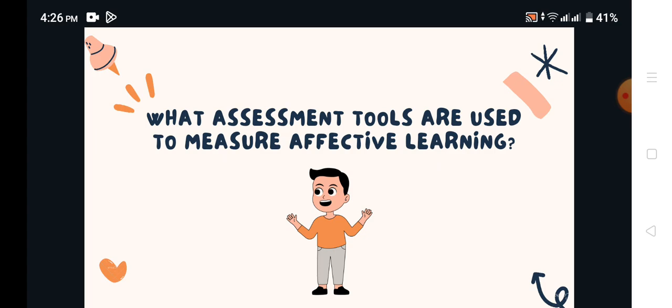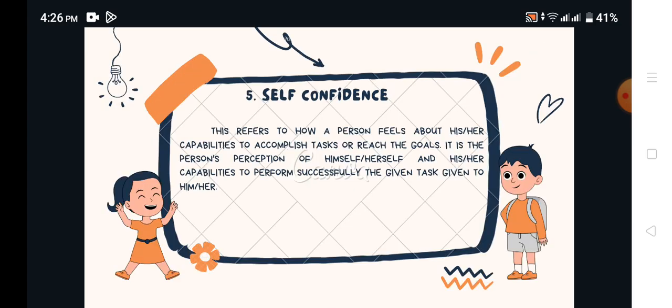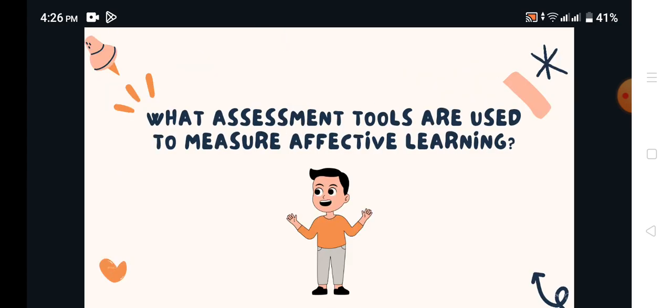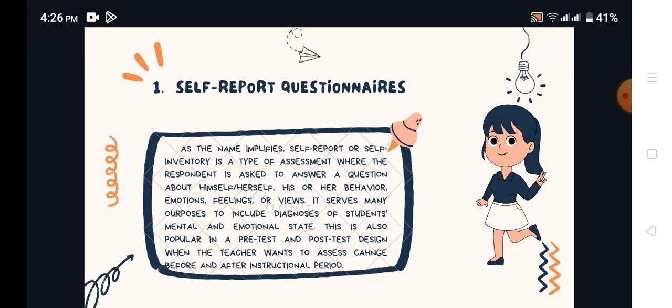So what are assessment tools that are used to measure effective learning? So now we have already known how important it is to effectively assess our students, so we will proceed to know the tools used to effectively assess the students. So first one will be self-report questionnaire.